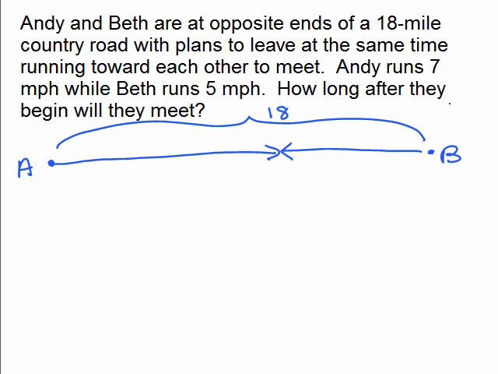Here's another uniform motion problem. So again, we're remembering rate times time equals distance. That's the formula we'll be using.